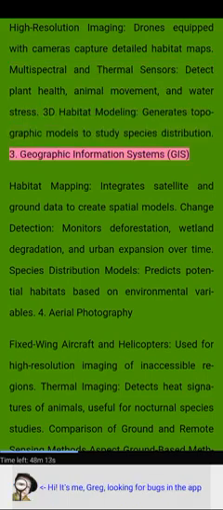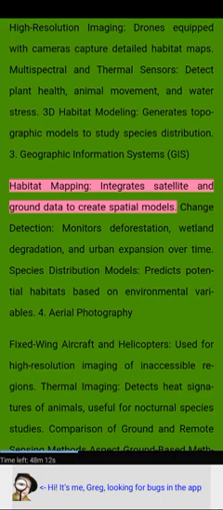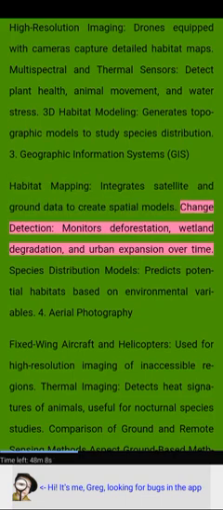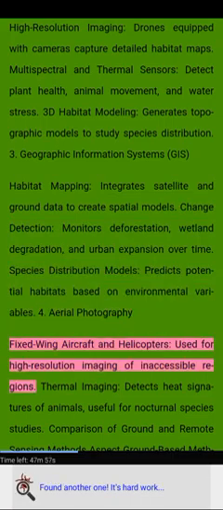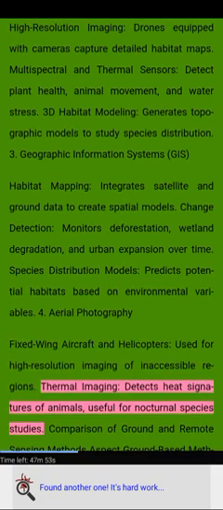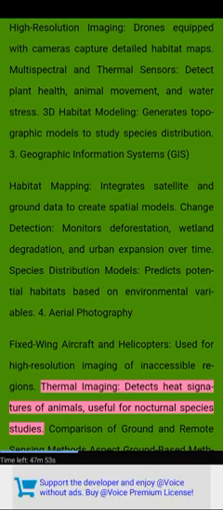3. Geographic information systems, GIS. Habitat mapping: integrates satellite and ground data to create spatial models. Change detection: monitors deforestation, wetland degradation, and urban expansion over time. Species distribution models: predicts potential habitats based on environmental variables. 4. Aerial photography. Fixed-wing aircraft and helicopters: used for high-resolution imaging of inaccessible regions. Thermal imaging detects heat signatures of animals, useful for nocturnal species studies.